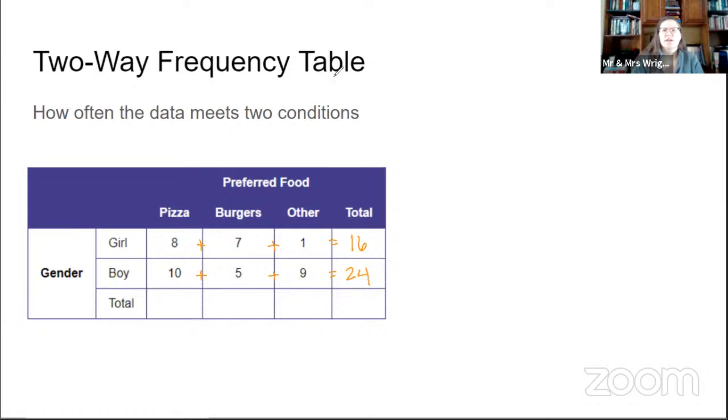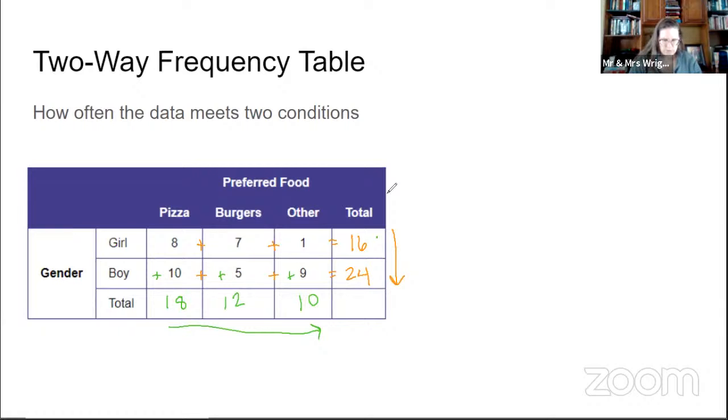Now it's going to go down the same way for the columns. 8 plus 10 is going to be 18. 7 plus 5, 12. Oops. 9 plus 1, 10. Now, when you add these this direction and you add these this direction, we should get the exact same number.